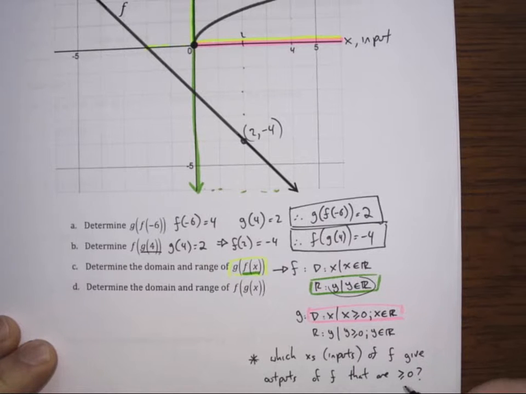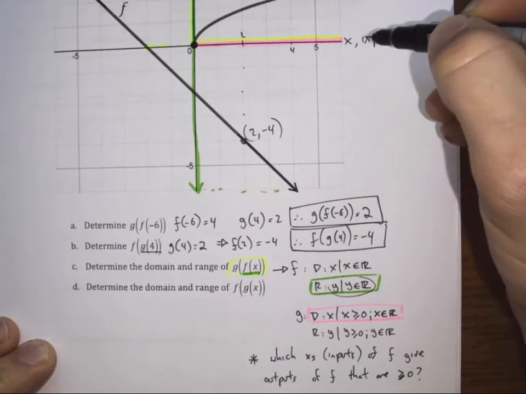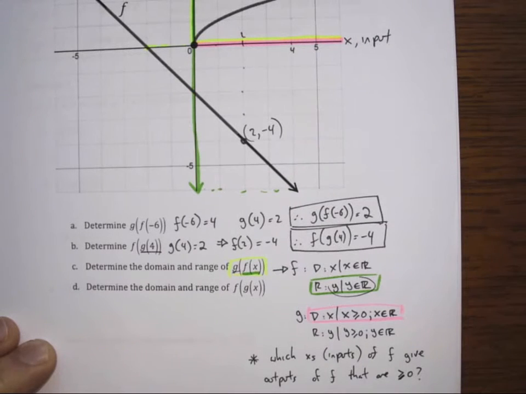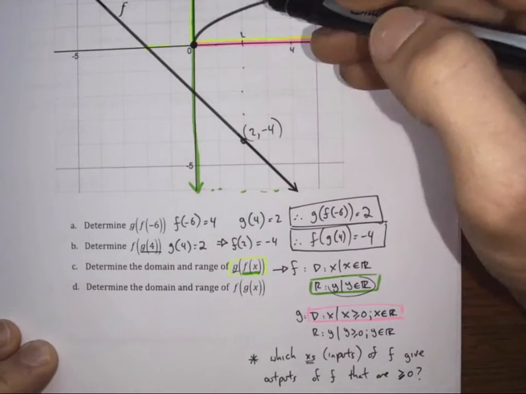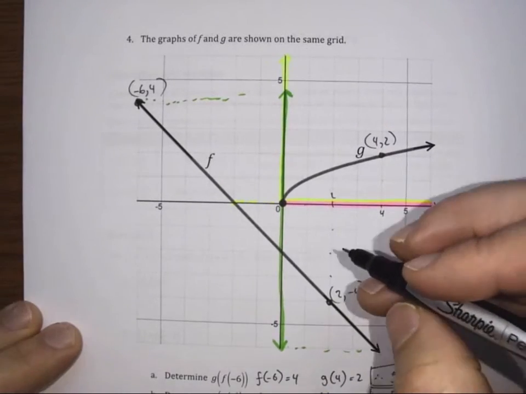And if we can answer that, well then, because we know all the outputs of f that are bigger than or equal to 0 can be fed as inputs to our g function. So as long as we are only selecting the x's which give bigger than 0 outputs, then we're fine. Okay, so what kind of x's do we have that do that?